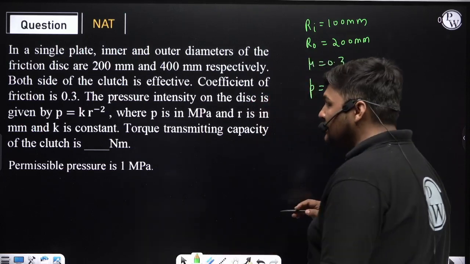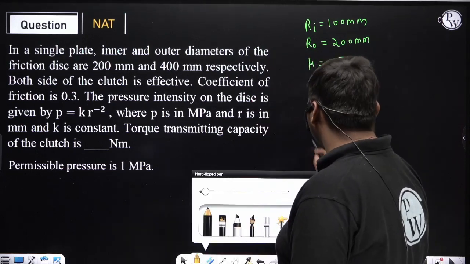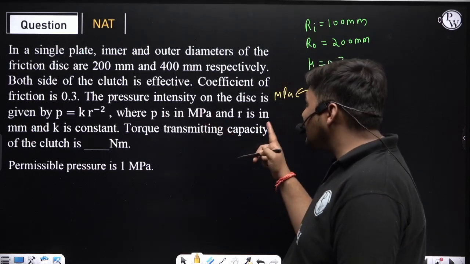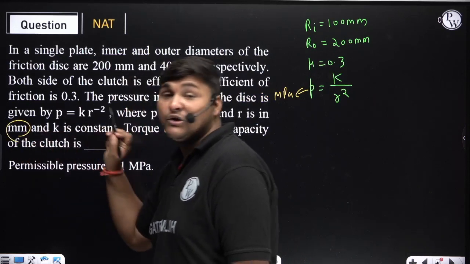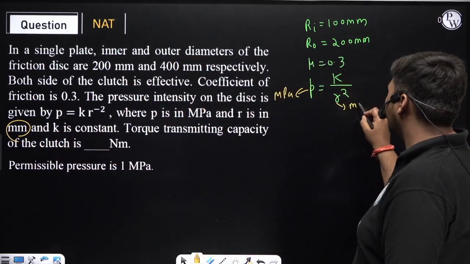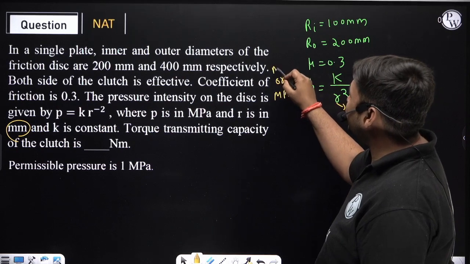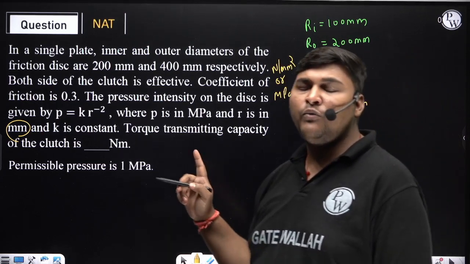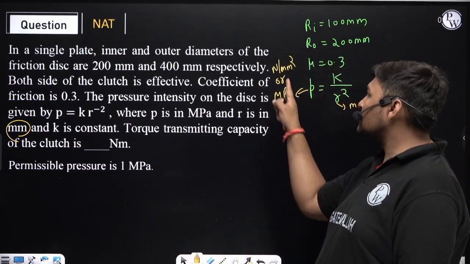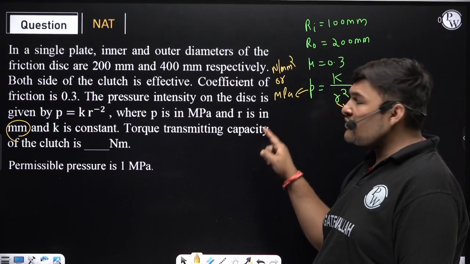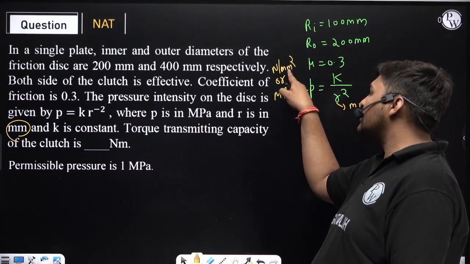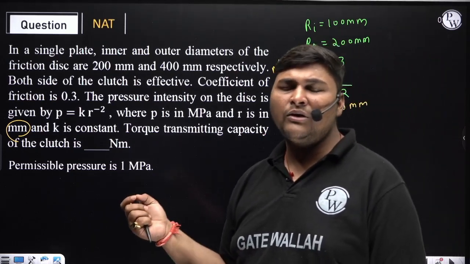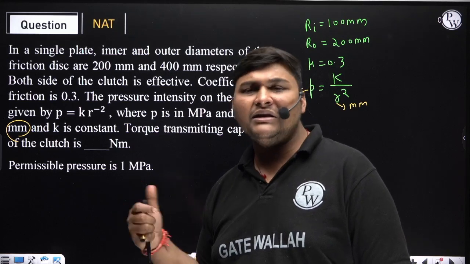We can also write it like this, where P is in megapascal. Here the unit is given, P is in megapascal, and to calculate pressure P in megapascal, we need to put the value of R in mm. Megapascal and newton per mm square are the same unit. Means the unit used for force is newton, and the unit used for dimension is mm. Here R is also coming in mm. So ultimately, during calculation, we will put force in newton and dimension in mm.